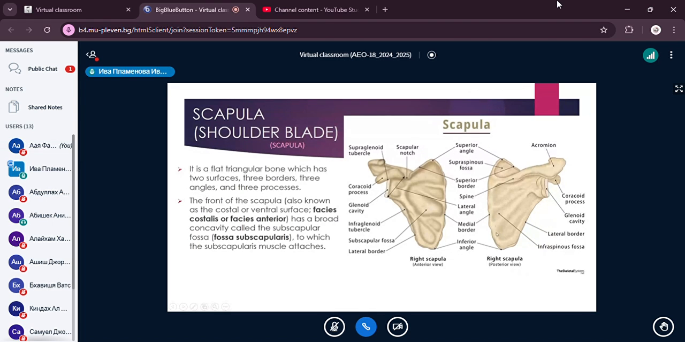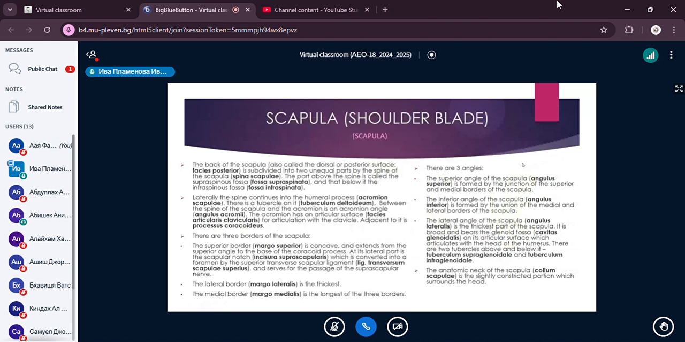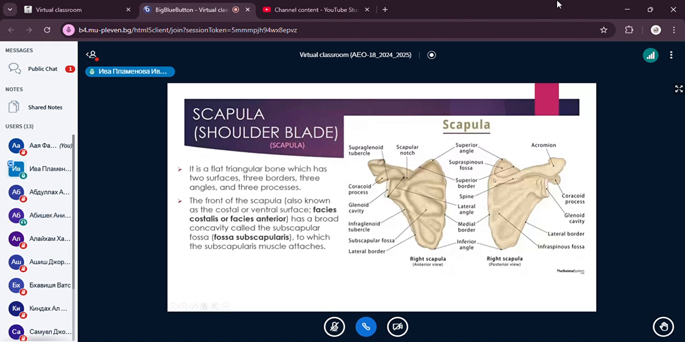That's the dorsal view or posterior view with two fossae here. But let's start with the back. The back of the scapula, also called the dorsal surface or facies posterior, is subdivided into two parts by the spine of the scapula. So that's the spina scapulae, which divides the dorsal surface.